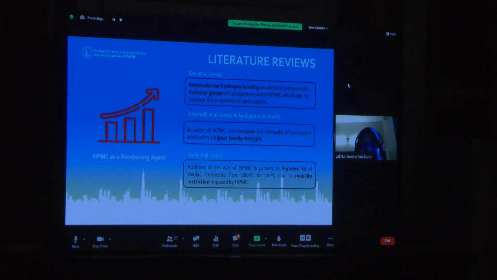Okay, the literature review. Several reviews of the study of HPMC. Sun et al. found that the intermolecular hydrogen bonding will exist between the hydroxyl groups of carrageenan and HPMC, which is able to increase the properties of the hard capsule.